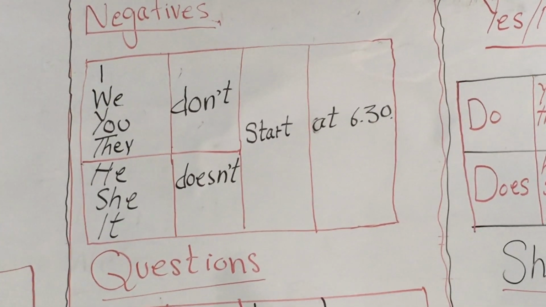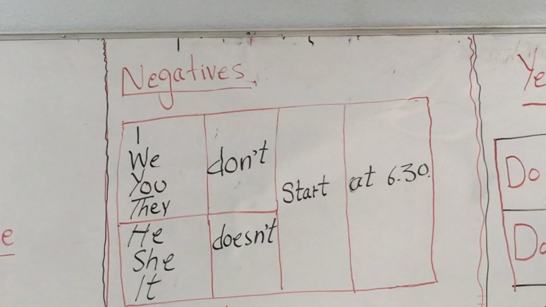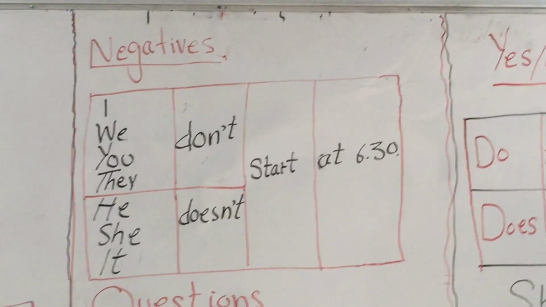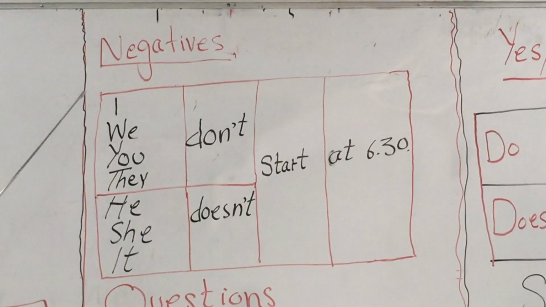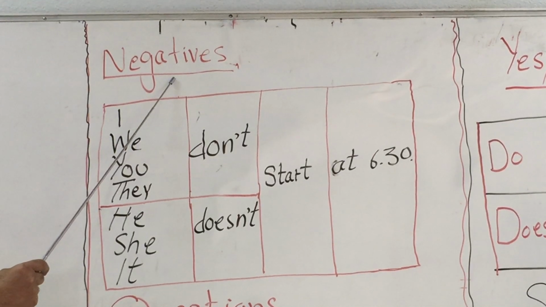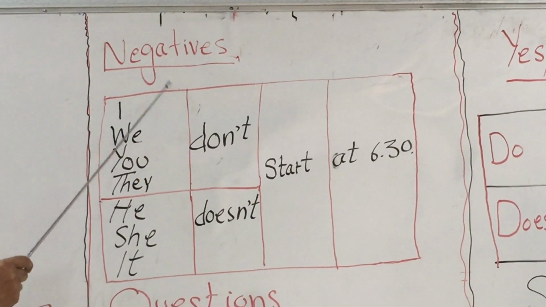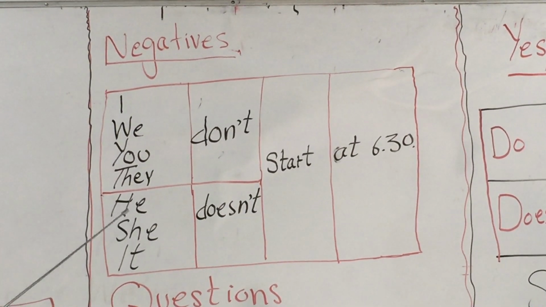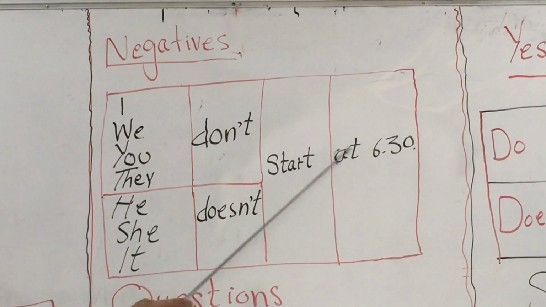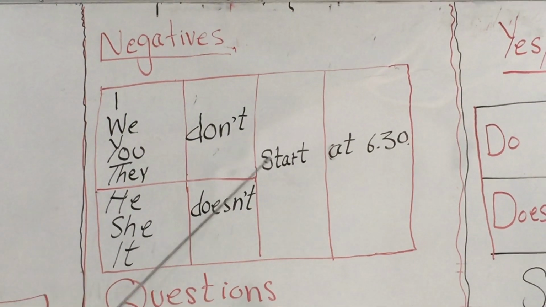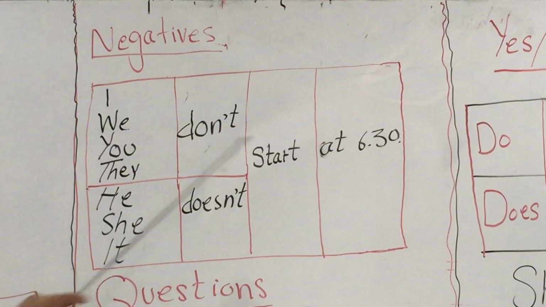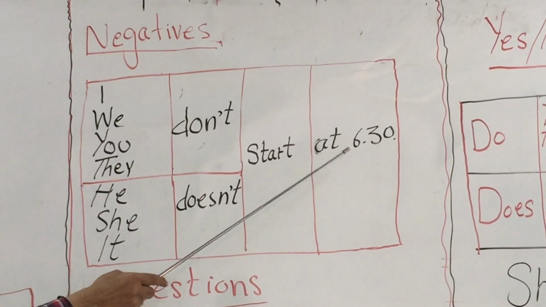Now let's move towards the second subheading under the heading present simple: negatives. How to make negative sentences in simple present. Look at the chart again. I'm going to make sentences from this chart. I don't start at 6:30. We don't start at 6:30. You don't start at 6:30. They don't start at 6:30.